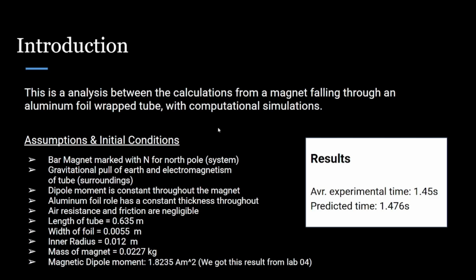Our initial conditions and assumptions are stated below, most notably that the length of the tube is 0.635 meters, the width of the foil is 0.0055 meters, and the inner radius and mass of the magnet are here, and then we use the magnetic dipole moment from Lab 04. Our main results were that our average experimental time was 1.45 seconds, and the predicted time was 1.476 seconds, which obviously is very close. And we'll describe the disturbances in that time later based off our sources of error.